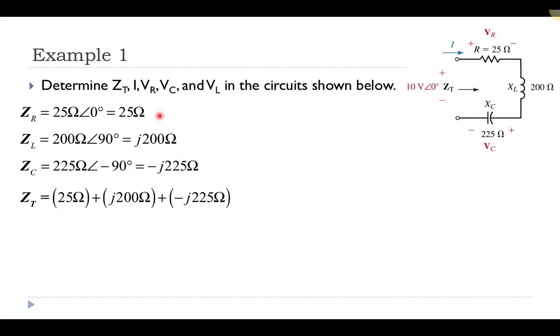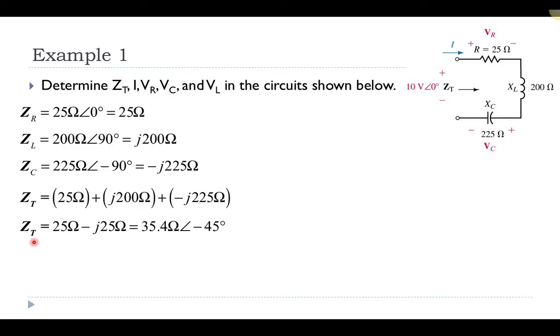So I need to add them in rectangular form, so I would have 25 ohms plus an imaginary part of 200 and an imaginary part of negative 225. So when I add these values together, I only have one real part, which is the 25 ohms, and then when I add the imaginary parts, I get a negative 25 ohms.